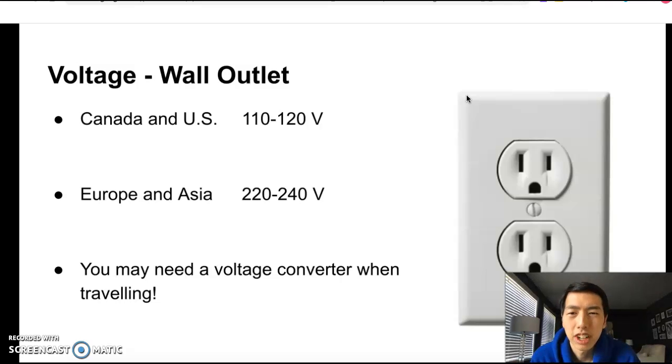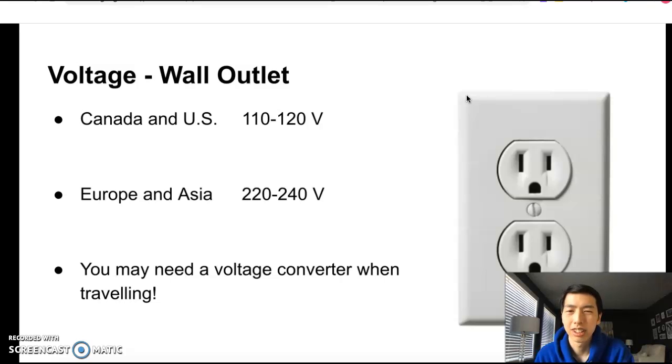Wall outlet provides, in Canada and the US at least, between 110 and 120 volts. So that's a lot more than the little batteries. However, in other continents like Europe and Asia, their wall outlets provide 220 to 240 volts. So if you're going to bring your devices to plug in over to Europe or Asia, you have to make sure you buy a voltage converter. So that'll convert the 200 and something volts back down to 110 to 120 so that your device can operate properly.